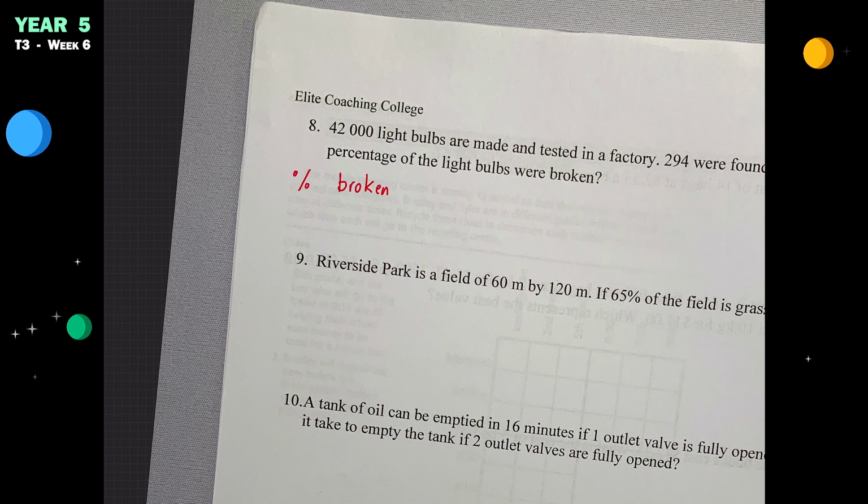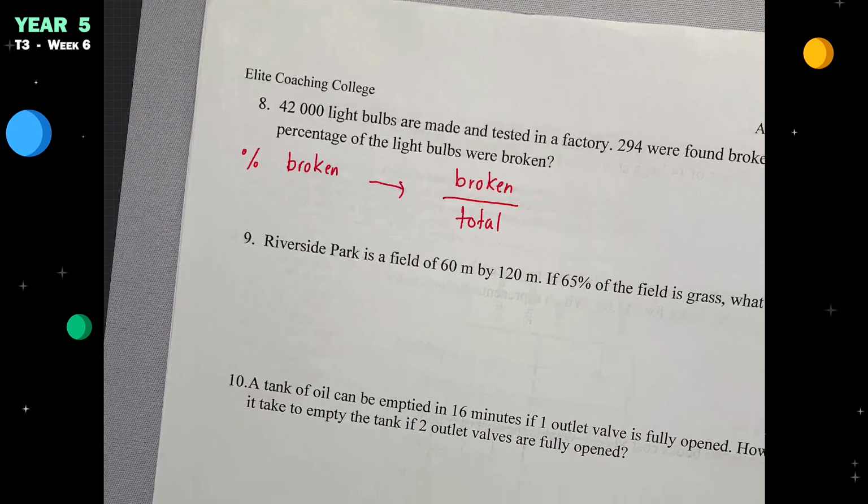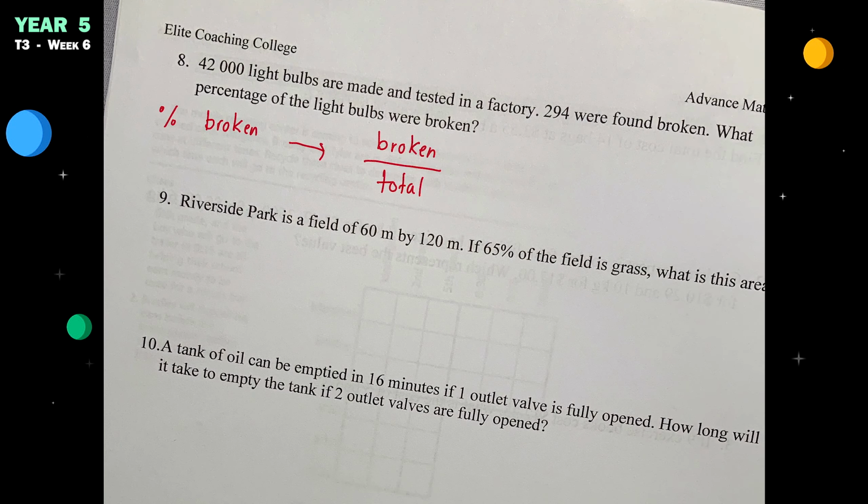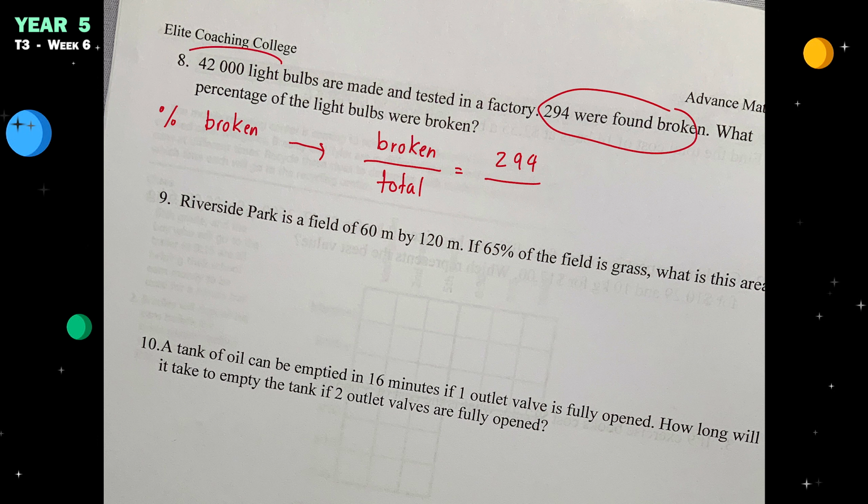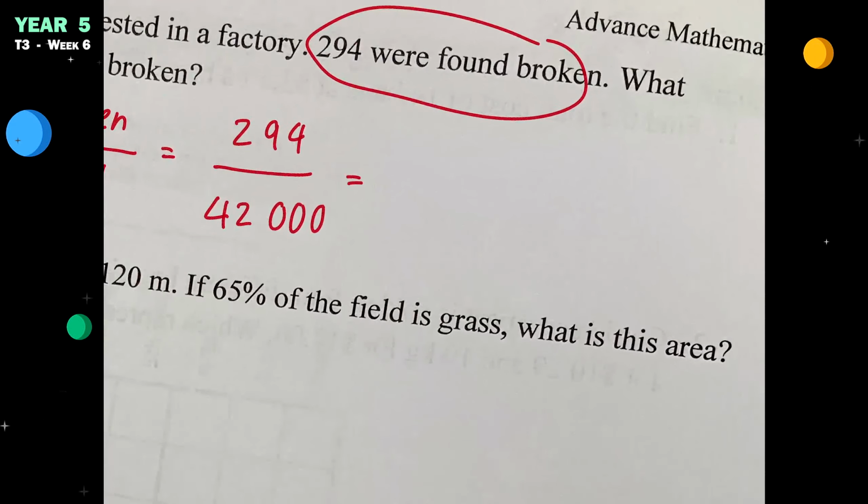Okay, so the way we do that is we have to put the broken, the one that we're trying to figure out the percentage of, comparing to the total. So this is the same question as the previous one, except they have different numbers, and then we can get the percentage from doing that. That's how we do it. So the number broken is this one, so we put 294 over the total. The total is all the light bulbs, so we're comparing it to 42,000.